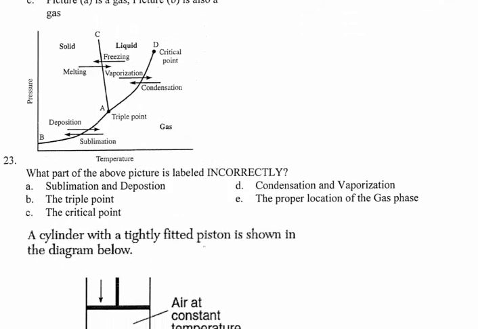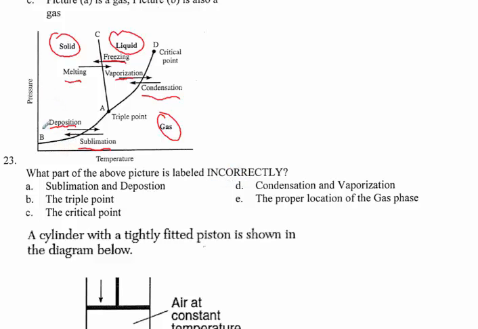Okay, so this is a really important picture. This picture is showing the 6 key vocab words for the different phase changes. You should really understand these. The triple point here is when all 3 phases of matter, solid, liquid, and gas, are together at the same time in equilibrium. So what part of the picture is labeled incorrectly?